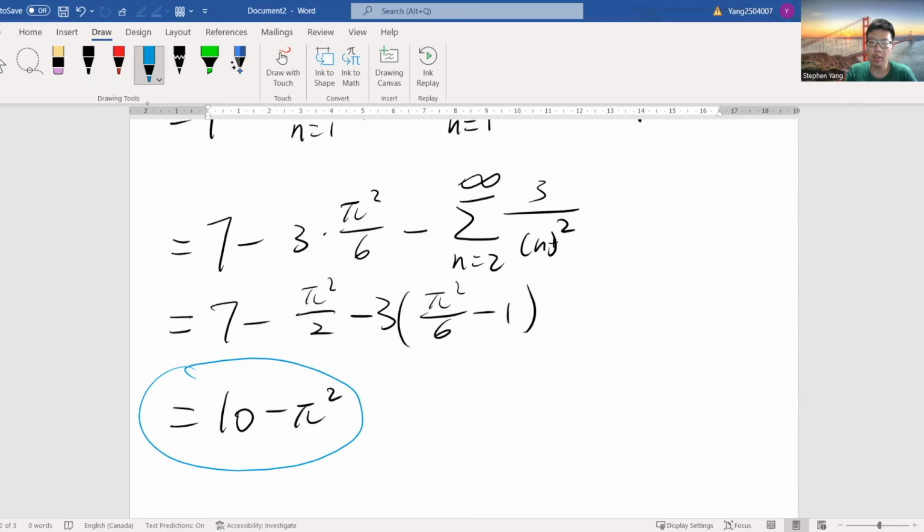And we're done. This question tests you on telescoping sums, and once you find a formula for how we can telescope it, we'll actually also need the famous result that the sum of 1 over n squared from 1 to infinity is equal to pi squared over 6.